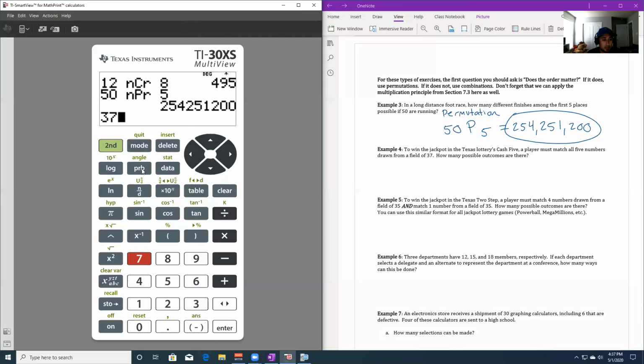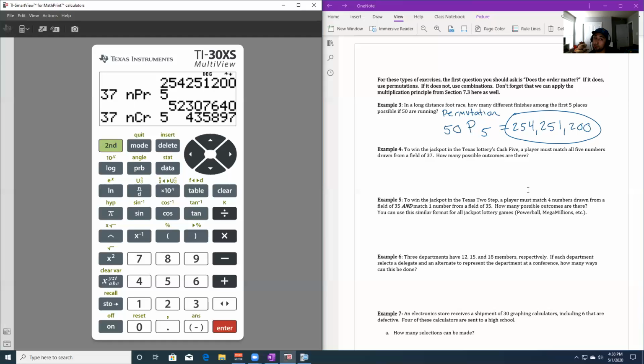37 pick 5, or 37 choose 5. Yeah, it's better. Okay. To win the jackpot in the Texas Lottery's Cash 5, a player must match all 5 numbers drawn from a field of 37. How many possible outcomes are there?